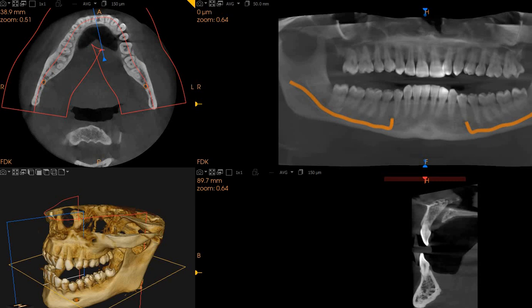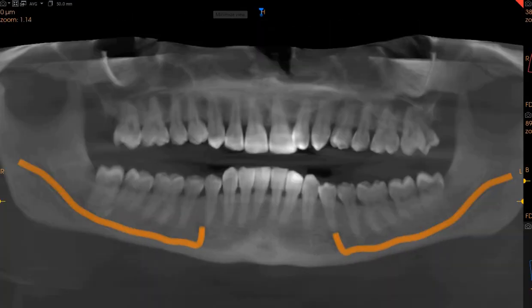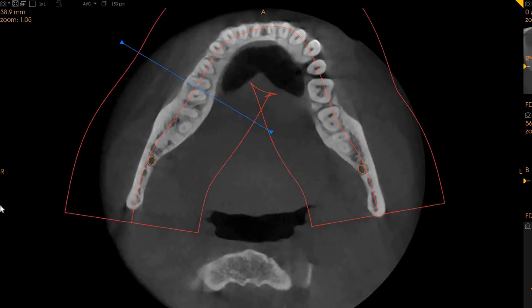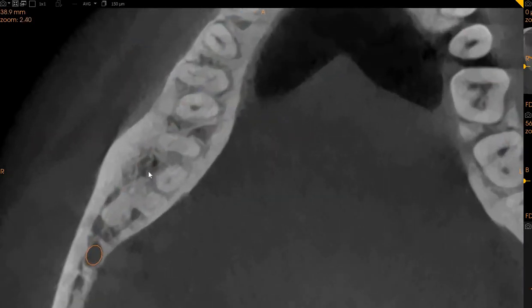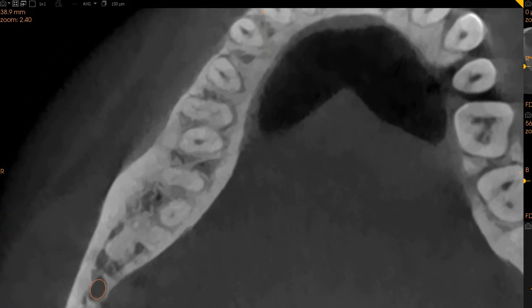Here is the CBCT of the patient which you had requested. The area of interest is the lower right 6, 7, and 8. Starting with the lower right 6, 7, and 8, I would first prefer to look at the axial view. Let's zoom into the area of interest, which is the lower right 6, 7, and 8 region.